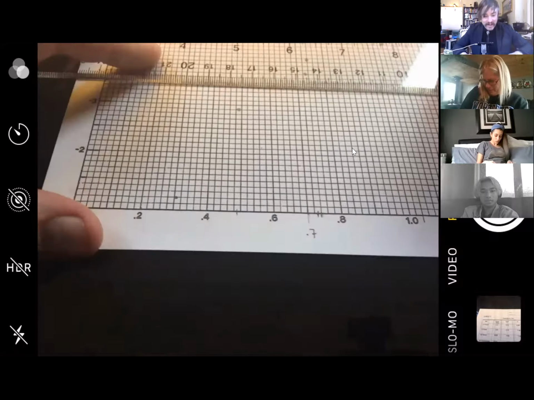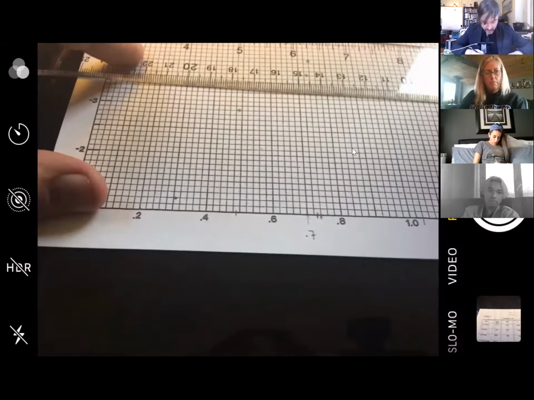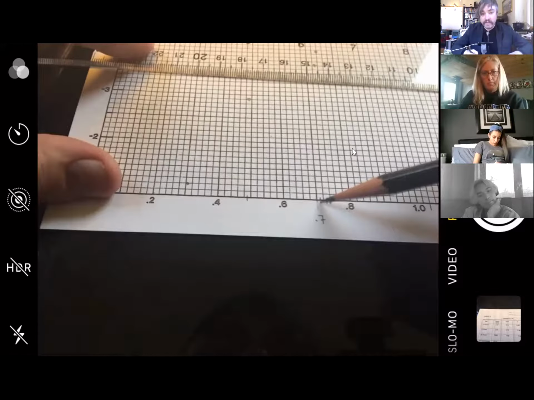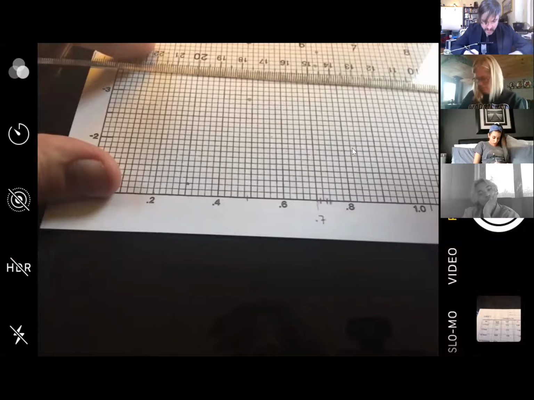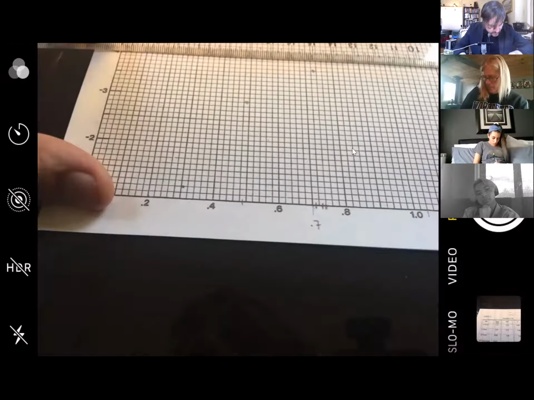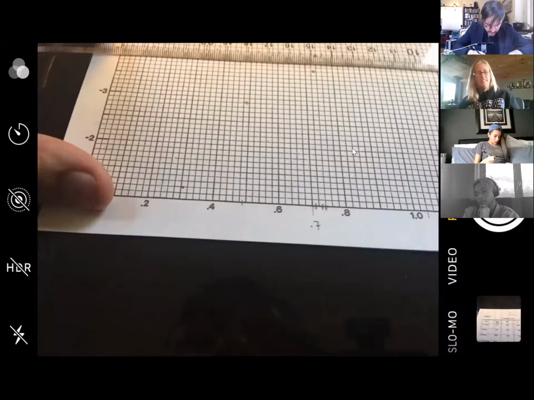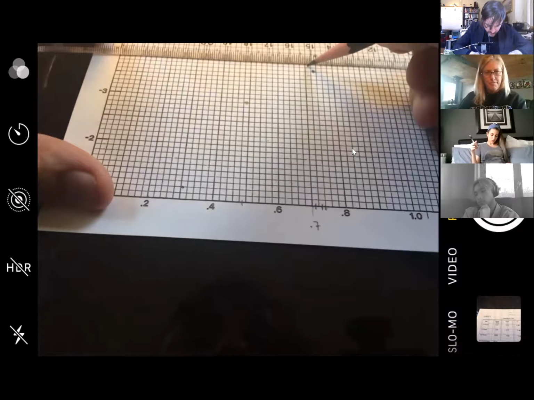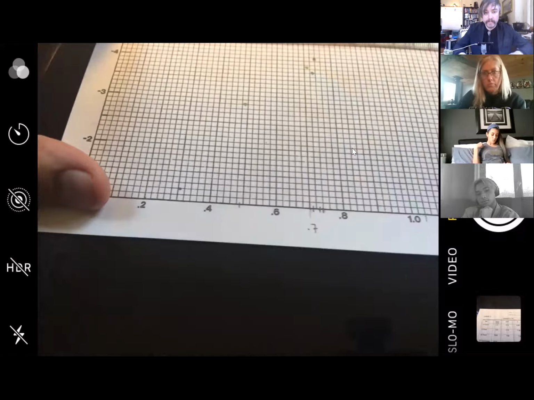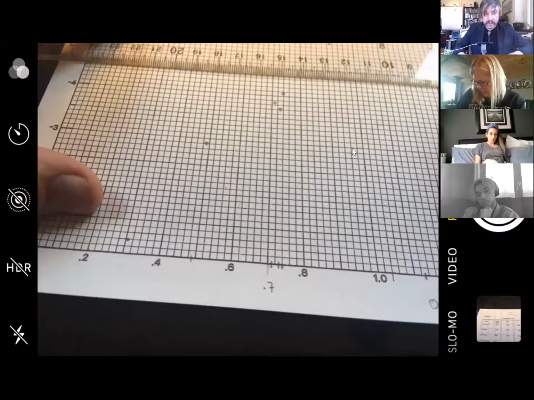Now, let's see, 0.71 is right there, just half a block from 0.7. And then that corresponds to negative 3.84. So negative 3.9 is here. I need to go a little bit below there. Okay. Try to position this good for you.